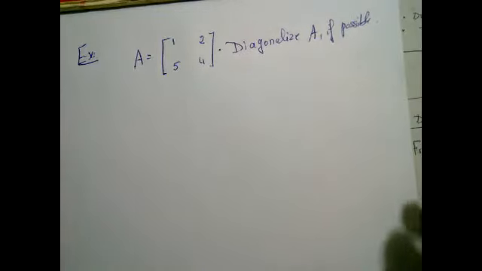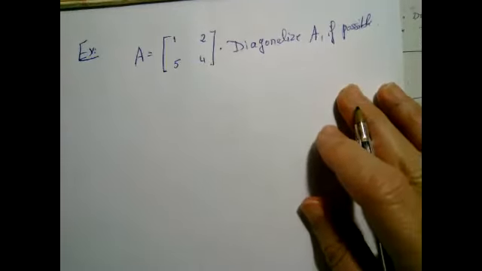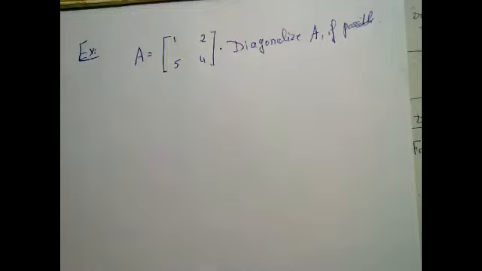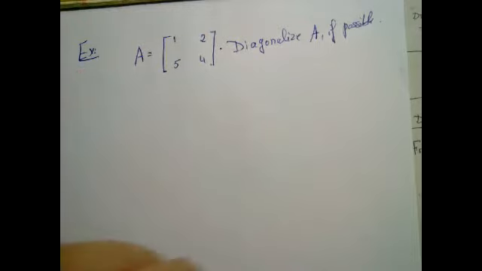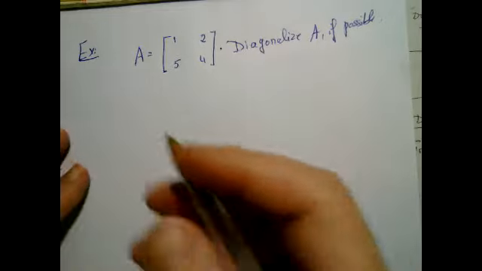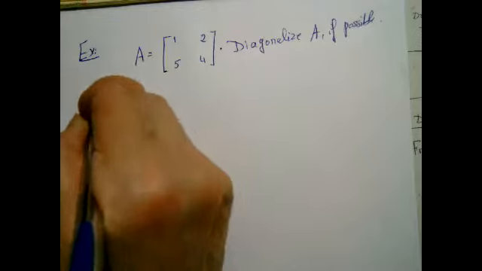It's possible to diagonalize if you can give me 2 linearly independent eigenvectors. So the only way to do that is to go after the eigenvectors. We have to find the eigenvalues, then we find eigenvectors, and then we see if we have enough linearly independent ones. So that's how we're going to proceed. So step number 1, we're going to find the eigenvalues.